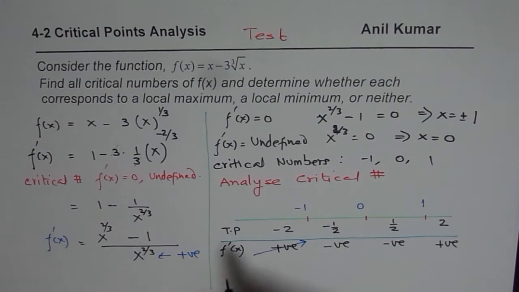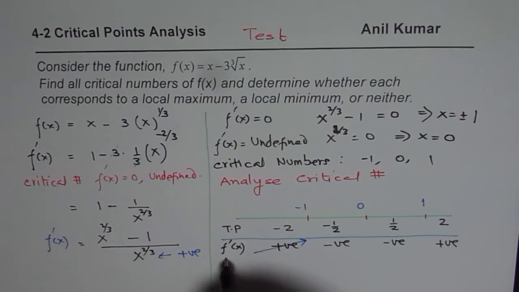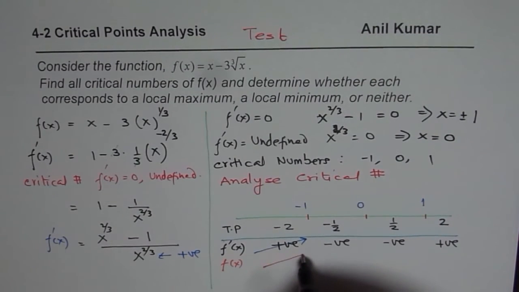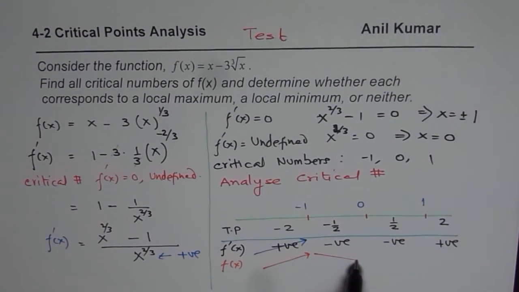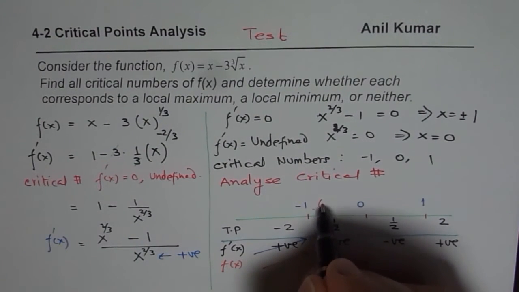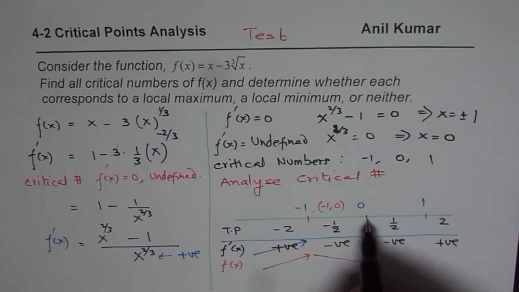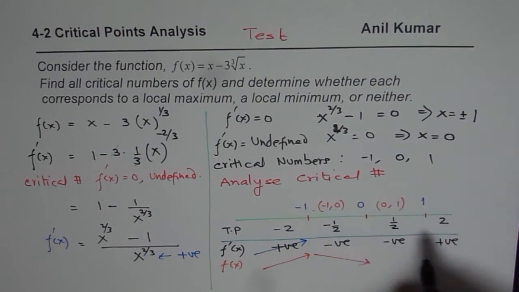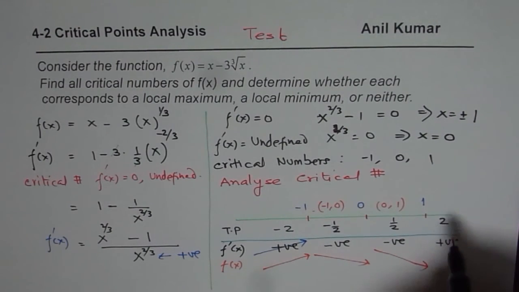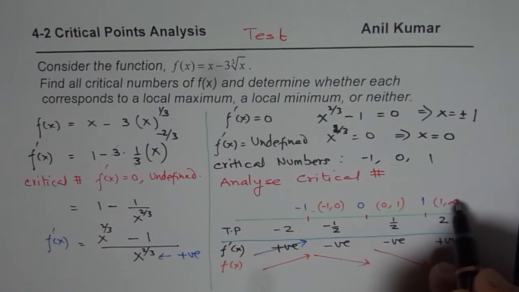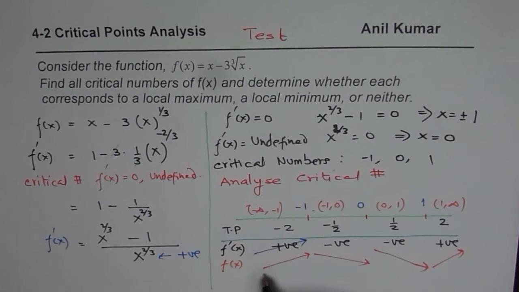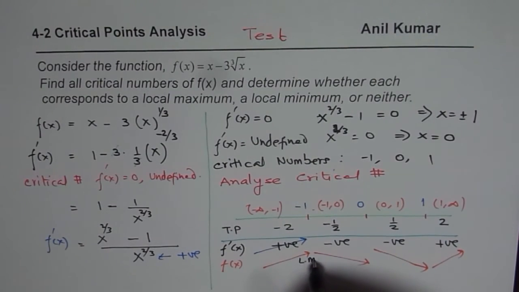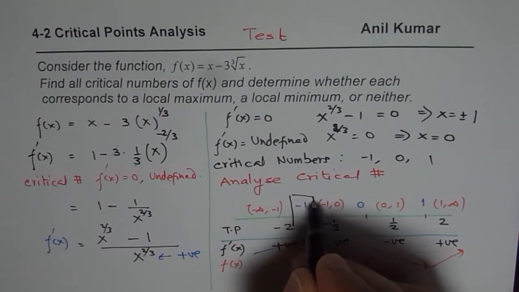Now, if f prime x is positive, then the function is increasing, right? So in this interval from minus infinity to minus 1, it is increasing. Negative means decreasing. So from minus 1 to 0, it is decreasing. And from 0 to 1, it is again decreasing, right? However, from 1 to infinity, it is increasing, correct? And we saw that from minus infinity to minus 1, it was increasing. So looking at that pattern, we can say we have a local maximum at x equals minus 1, correct?